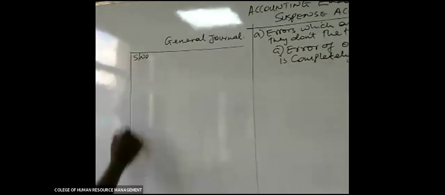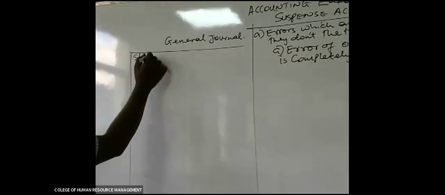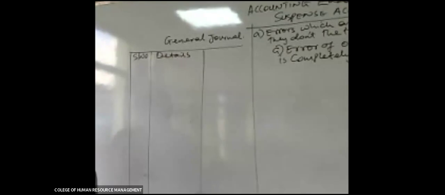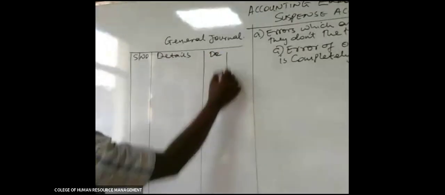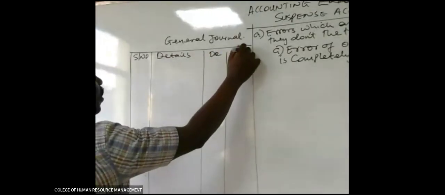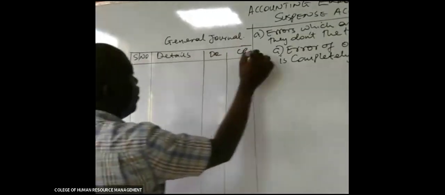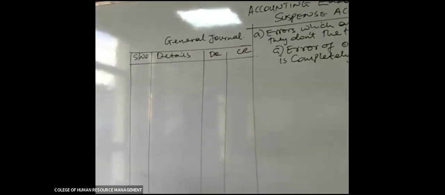You will have a column for the serial number. This is error number what? You will have the details. Then you have the debit. Then you have the credit. So I want us to have a discussion here with you.